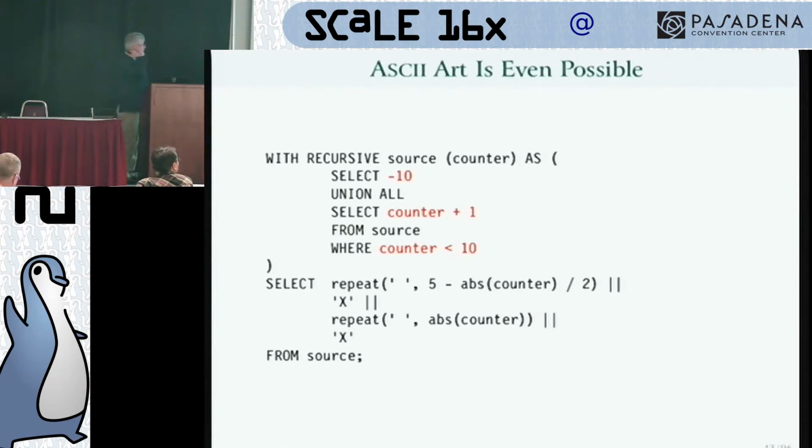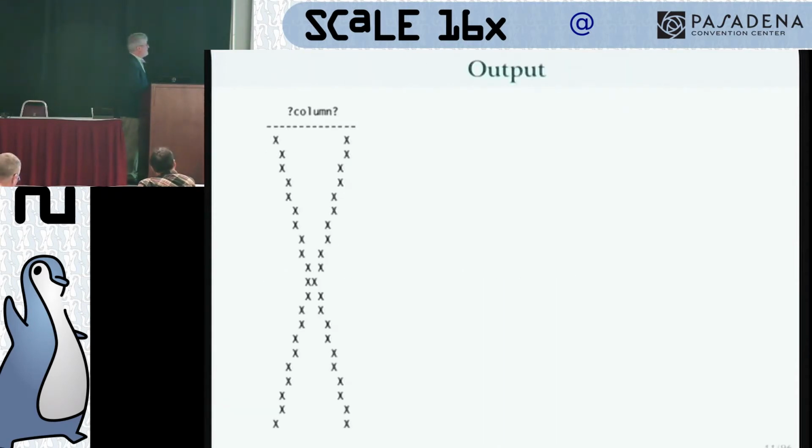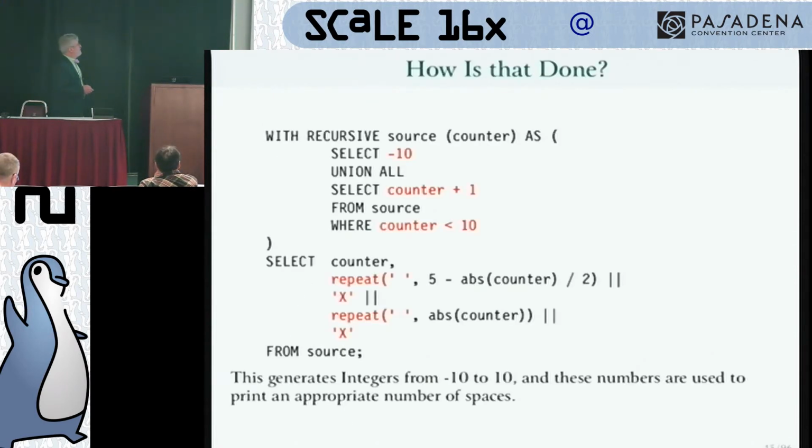This one always gets people kind of laughing. This is actually always the demo people use for common table expressions. It actually gives you ASCII art. I start with -10 and I go to +10, and then I print a certain number of spaces and then an X and a certain number of spaces and an X, and I get that. So I'm drawing a big X. There, watch this. There you go, exactly, big X.